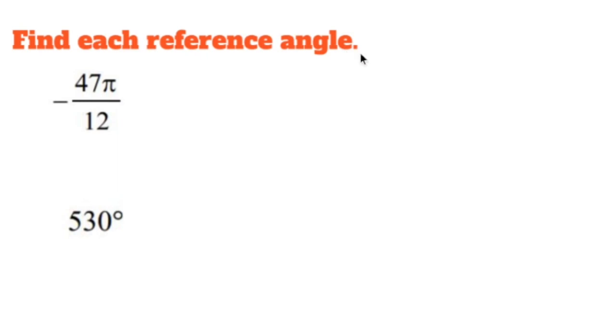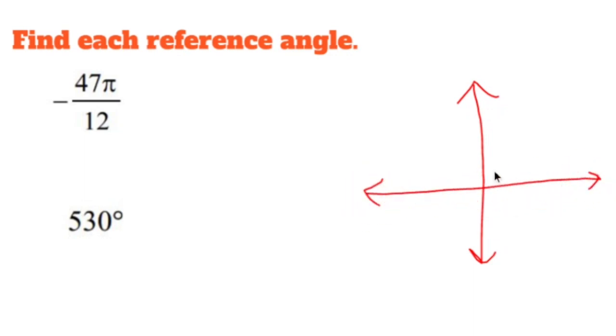Find the reference angle for each. I'm going to draw a little picture over here. A reference angle is my angle. So whatever picture I'm given, it's the angle measured closest to the x-axis. So if I'm given an angle and it looks like that, that's my reference angle. If I'm given an angle and it looks like that, that's my reference angle, and so on and so forth.